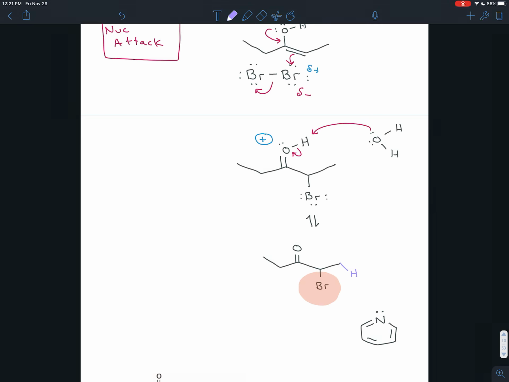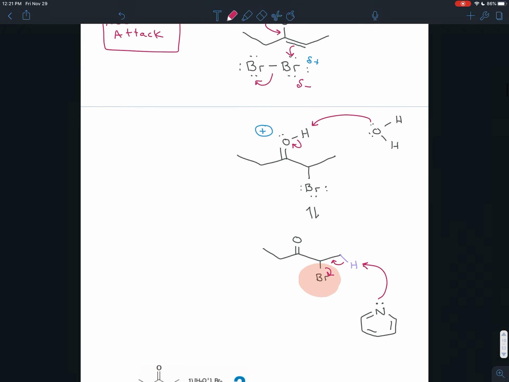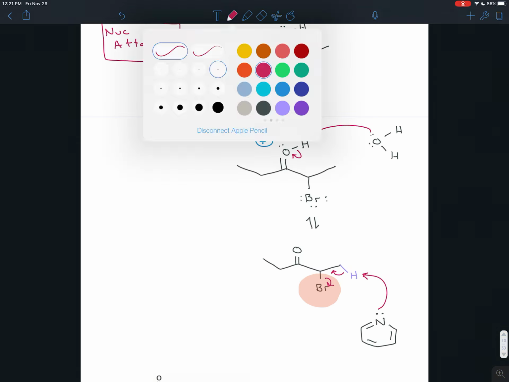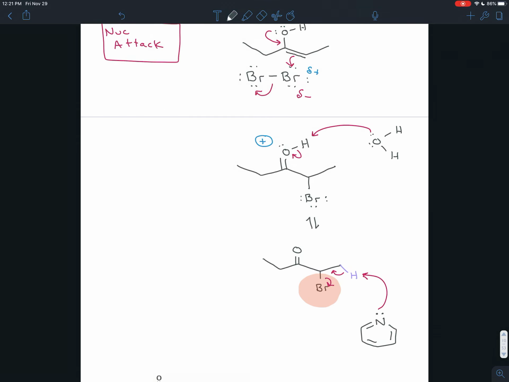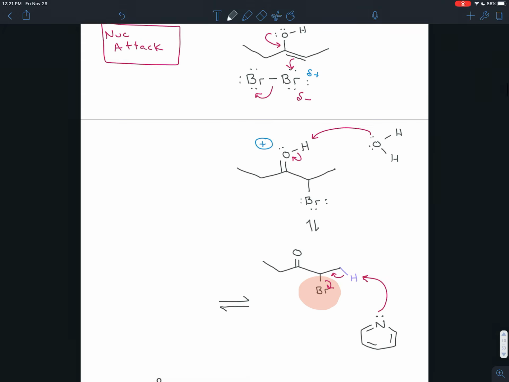So this beta hydrogen. This lone pair will steal this hydrogen. The electrons will go toward the leaving group and kick the leaving group off. So that's an E2 mechanism. And if you feel unfamiliar with that, I would encourage you to go back and watch some of the videos I made for Organic Chemistry 1. I'd be happy to send those to you.